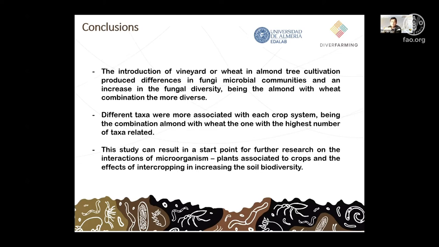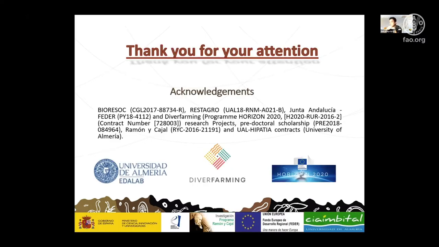Different taxa were more associated with each crop system, the combination almond with wheat being the one with the highest number of taxa related. This study can be a starting point for further research on the interaction of microorganisms, plants associated to crops, and the effects of intercropping in increasing the soil biodiversity. And thank you for your attention.